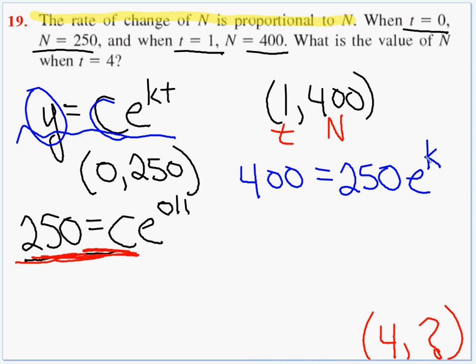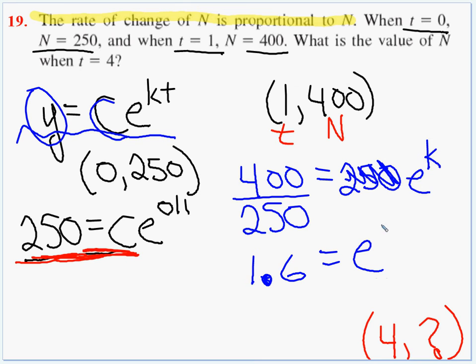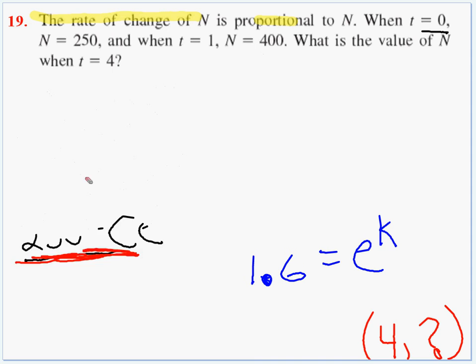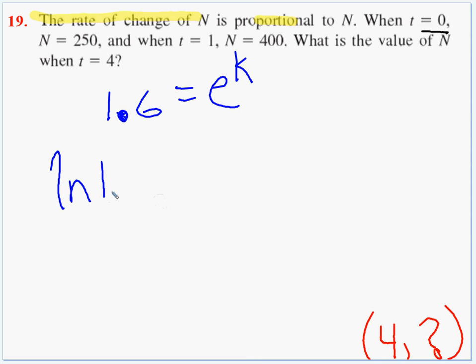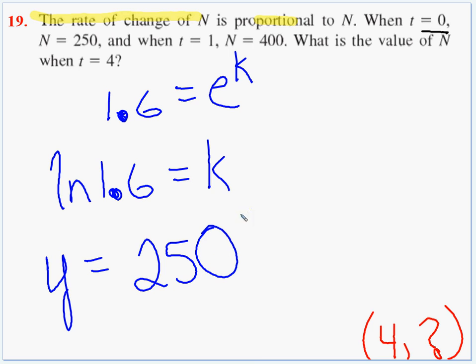So we can now solve this for k. Step 1, divide by 250. So we get 400 over 250. Let's just make that a decimal. 1.6 is equal to e to the k. And now to get rid of that base e, we're going to natural log both sides. So on the left here, natural log of 1.6 is equal to the ln of e to the k, which is just k. So our k value is just the natural log of 1.6. So we can write our equation as y equals 250 e to the ln of 1.6 times t.